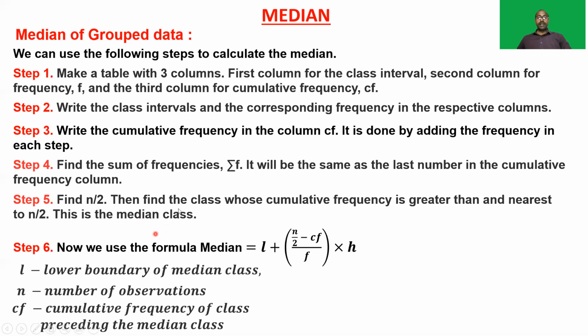Already you have seen how to take the median class here. The CF is the cumulative frequency of the class preceding the median class, F is the frequency of the median class, and H is, as we have seen previously, the size of the class interval. So in this way we find the median of grouped data.